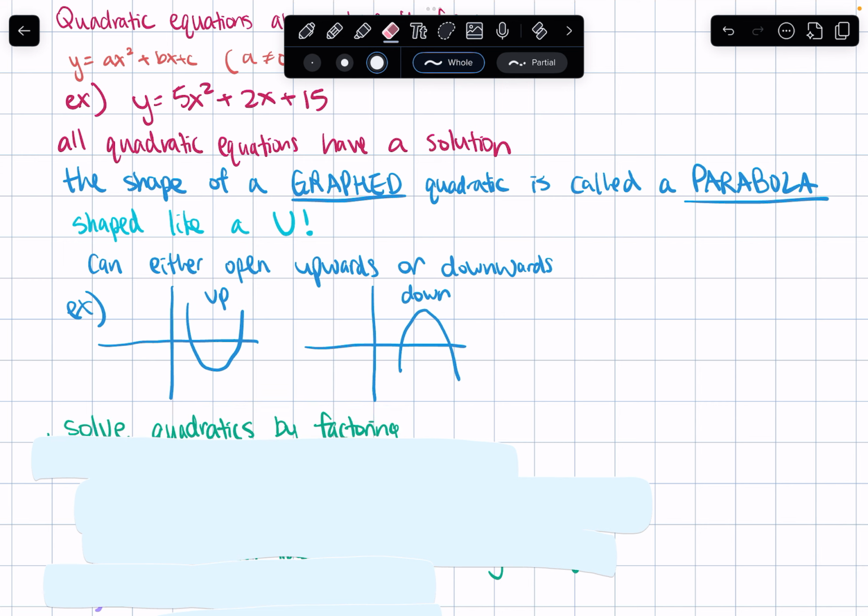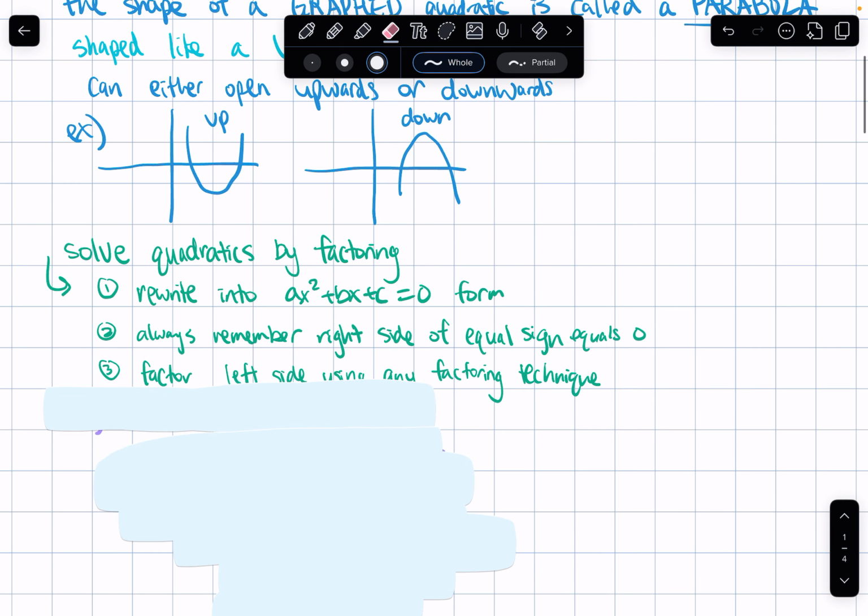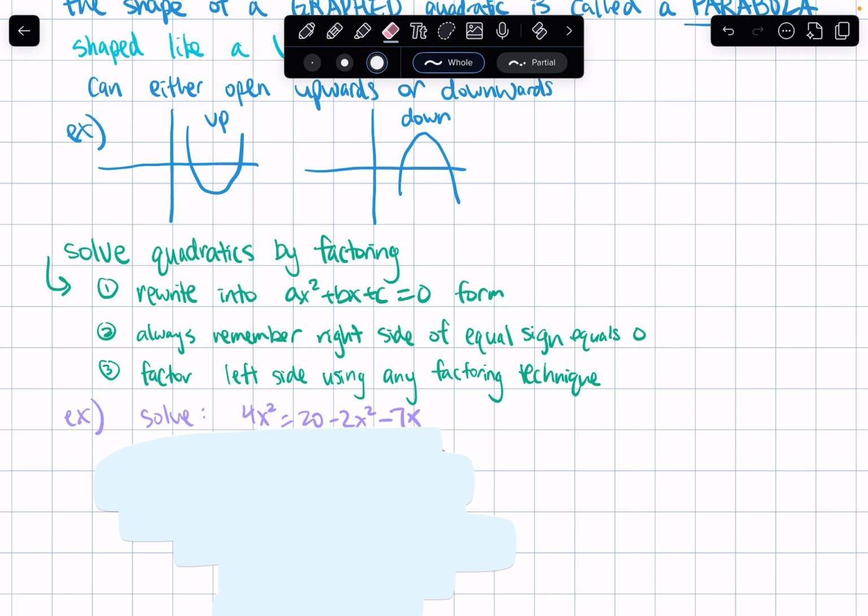So the first way to get a solution from a quadratic equation is by factoring. The way you factor is you're going to write the equation into the ax squared plus bx plus c equals 0 form. You have to always remember that one side of the equal sign has to equal 0, and the rest of the terms have to be on the other side. Then you factor the left side using any factoring technique you like.